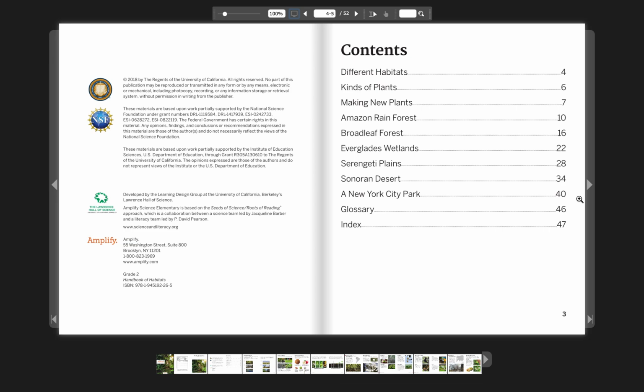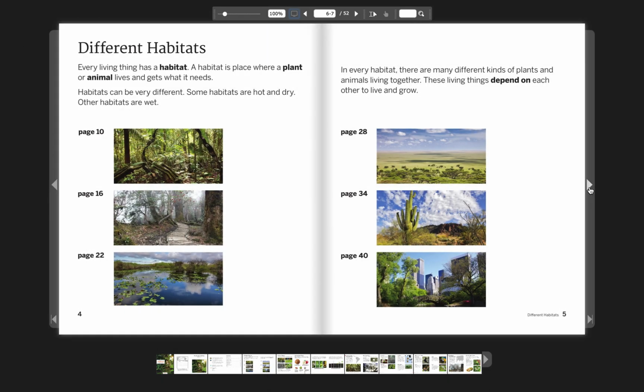Let's move on. Now this page says different habitats. This is our heading. This tells us what these couple of pages right here until I get on to the next subheading are about. So let's read it together. Actually, before we read, this is our heading. What other nonfiction text features do you notice? I notice right here we have some words in bold. We have the word habitat, plant, or animal. We have the phrase depend on. Why do you think those words are in bold?